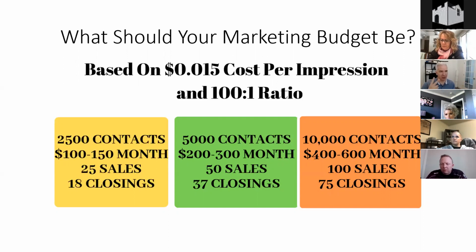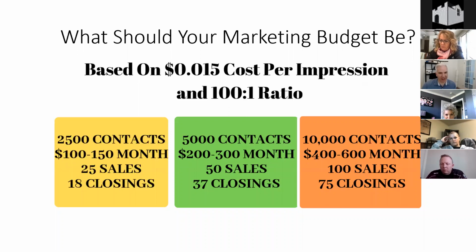Okay, so those are the two assumptions that I'm making with these calculations. Now, with that background, let's go through and talk about these boxes and what it means. I'm going to start with the yellow box on the left. Where it has 2,500 contacts, if we're talking about a 100-to-1 ratio, 1 out of every 100 of those people is going to buy or sell in the next 12 months. So that's where the 25 sales number is coming from. That's that 100-to-1 ratio.